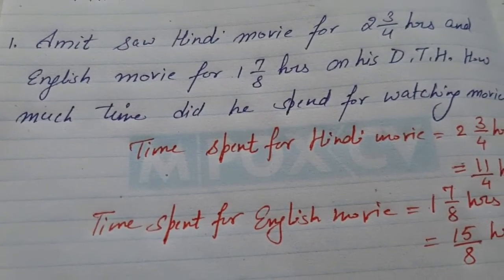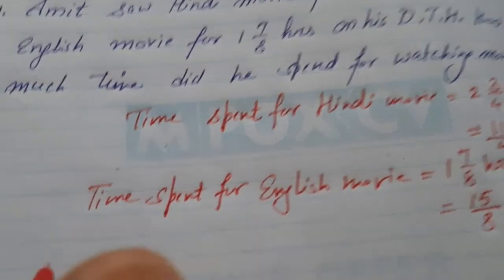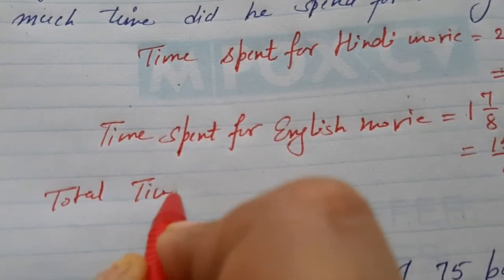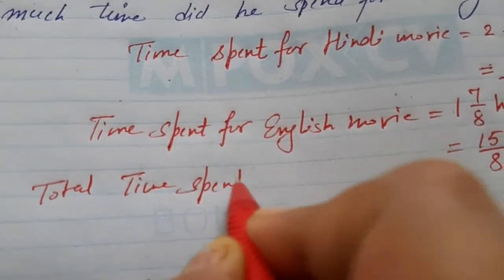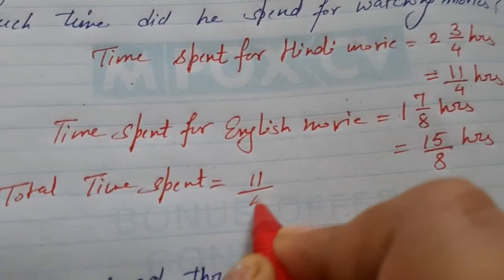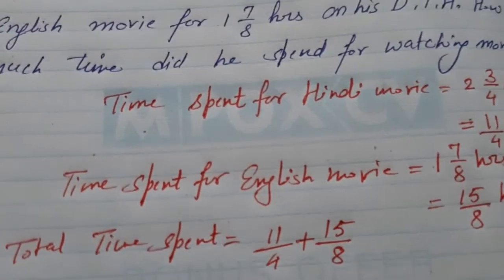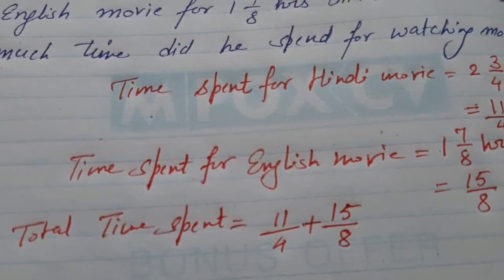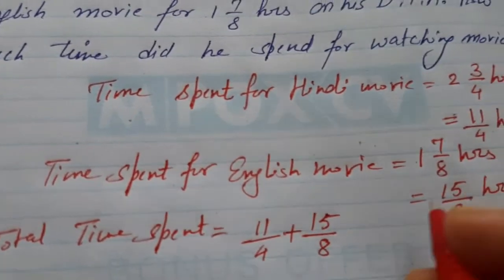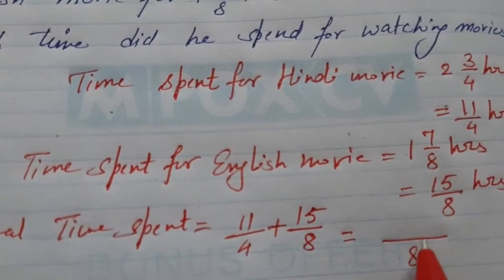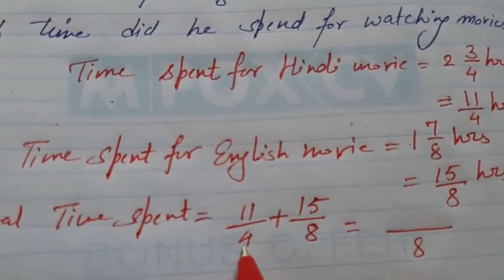So we have to find out the total time spent. Total time spent will be 11 by 4 plus 15 by 8. So we will add both. First of all take the LCM. LCM will be 8. You can find it yourself. Now you will divide this denominator by the LCM.